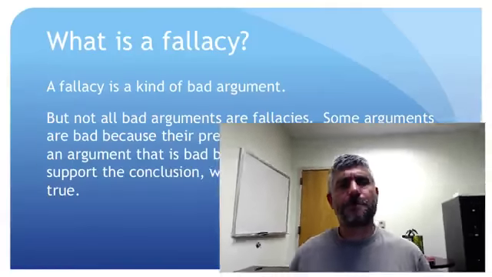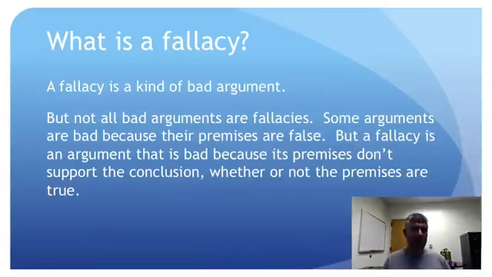So what's a fallacy? Well, a fallacy is a kind of bad argument, as I said, but not all bad arguments are fallacies. Some arguments are bad because their premises are false. But that's not why fallacies are bad. Of course, a fallacy could have false premises also, but that's not what makes an argument a fallacy. What makes an argument a fallacy is that its premises, whether they're true or false, don't support its conclusion. They're not the right kind of premises to support the conclusion that the argument draws, whether they're true or false. So that's what makes a fallacy. Let me give you some examples, show you what I have in mind.